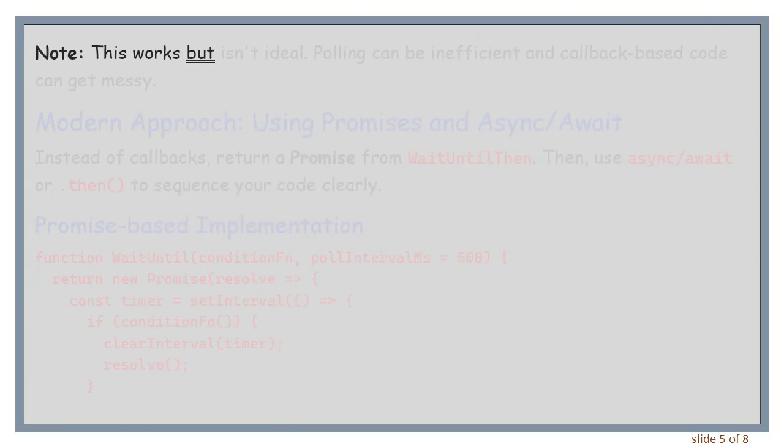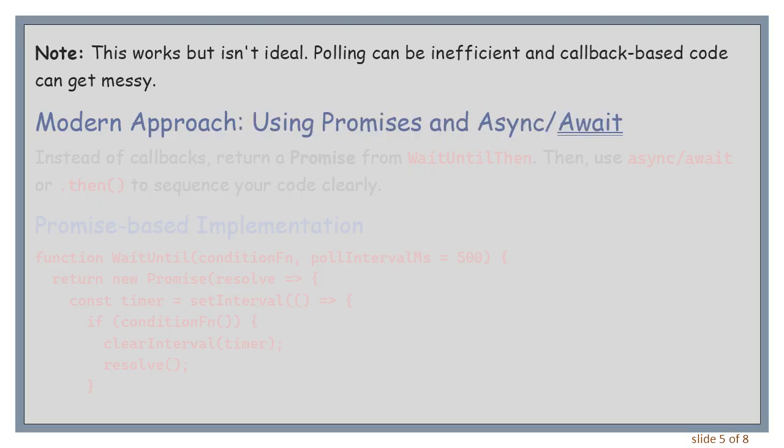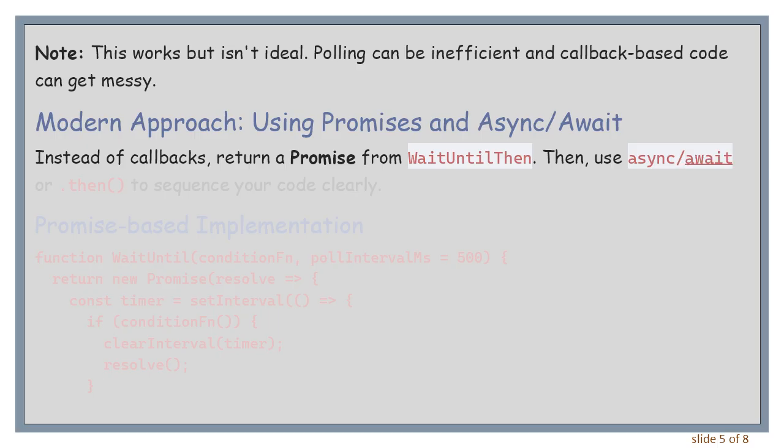Note, this works but isn't ideal. Polling can be inefficient and callback-based code can get messy. Modern approach, using promises and async/await. Instead of callbacks, return a promise from WaitUntilThen. Then, use async/await or .then to sequence your code clearly. Promise-based implementation.